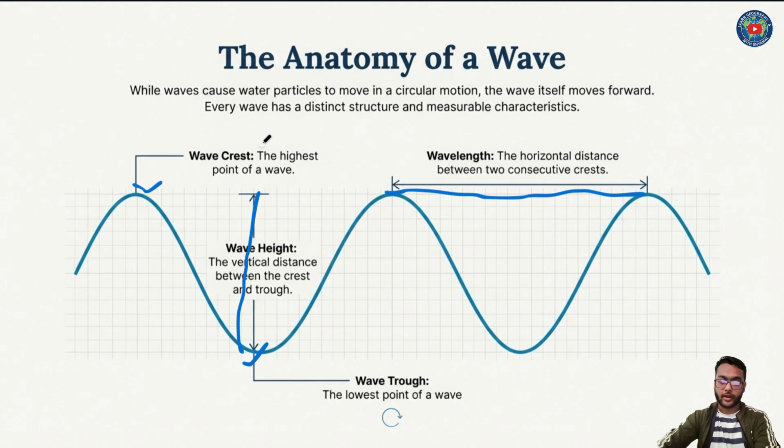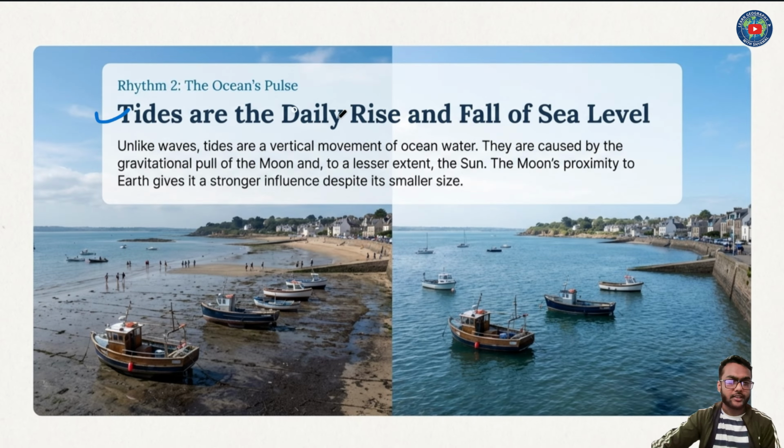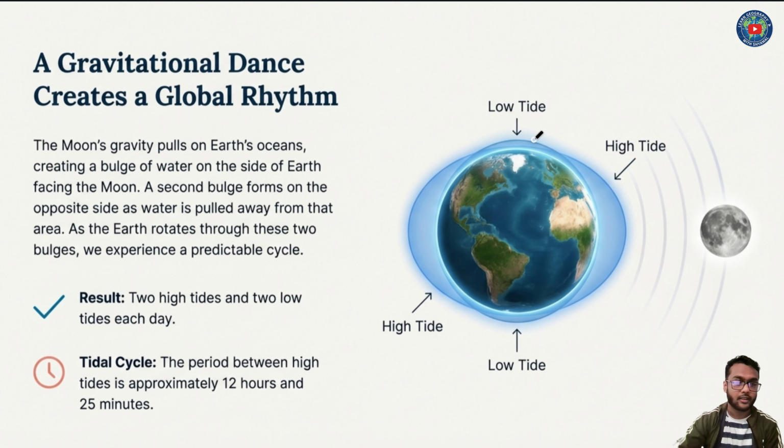This is the structure of a wave. Now, tides are the daily rise and fall of sea level. Unlike waves, tides are a vertical movement of ocean water. They are caused by the gravitational pull of the moon and, to a lesser extent, the sun. The moon's proximity to Earth gives it a stronger influence despite its smaller size. The gravitational pull creates a global rhythm. The moon's gravity pulls on Earth's ocean, creating a bulge of water on the side of Earth facing the moon.